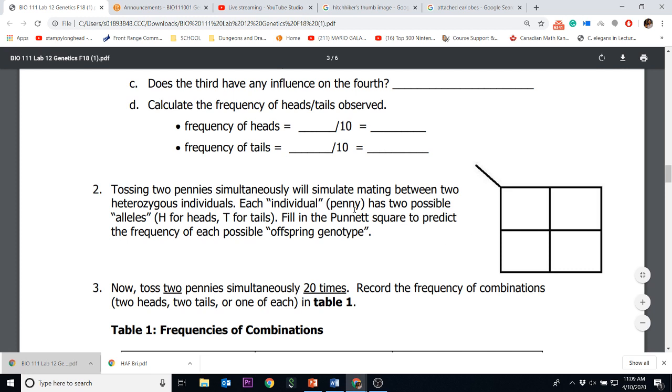For Penny, it says 2 possible alleles. That's what it means. So this individual is heterozygous, right? So it's big H and big T. Then you have one big H here and one big T here, one big H here and one big T here.